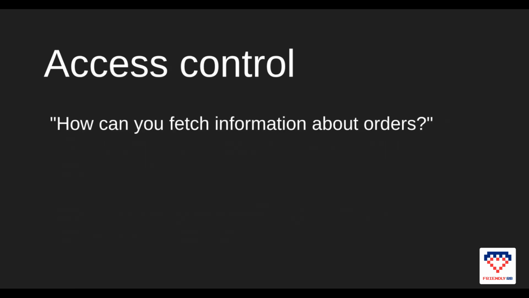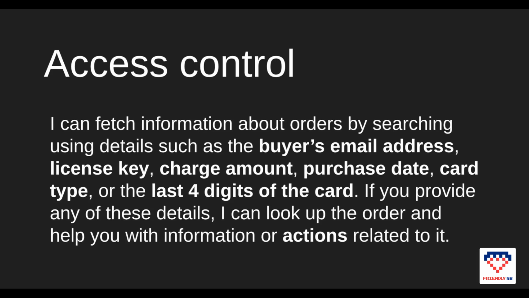Let's ask the AI, how can I fetch information about my orders? Then it gave me this nice answer. I can fetch information about the orders by searching using details such as buyer's email address, license key, charge amount, purchase date, card type, or the last 4 digits of the card. If you provide any of these details, I can look up the order and help you with information or actions related to it. This was actually a lie, because it's not any of these.